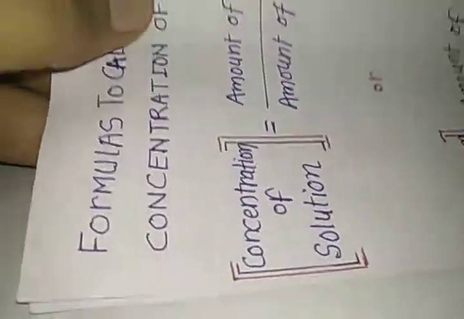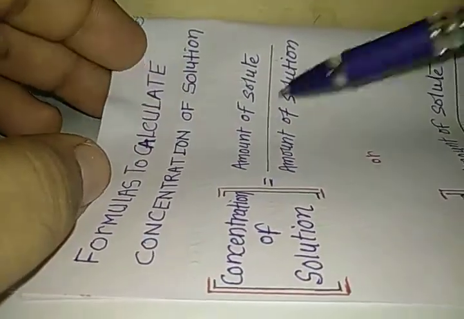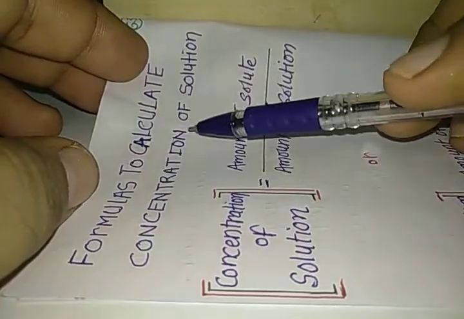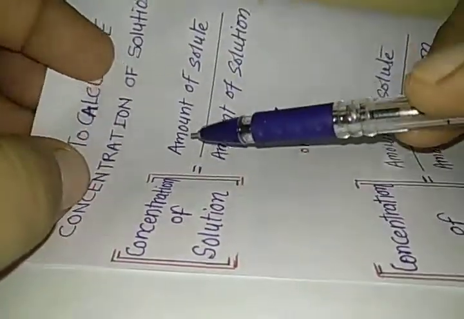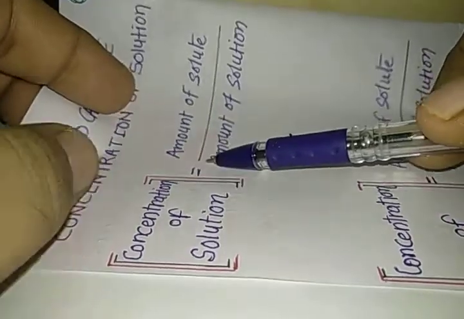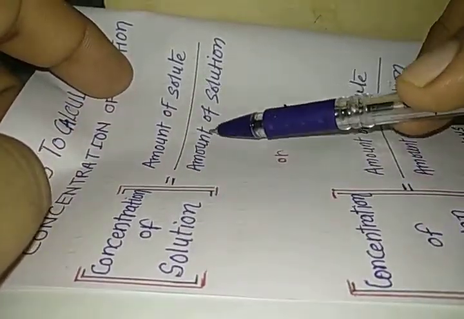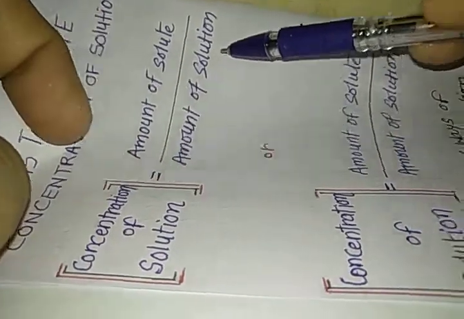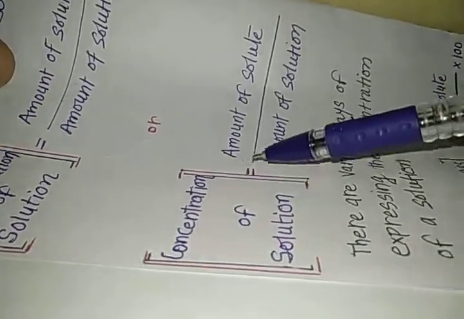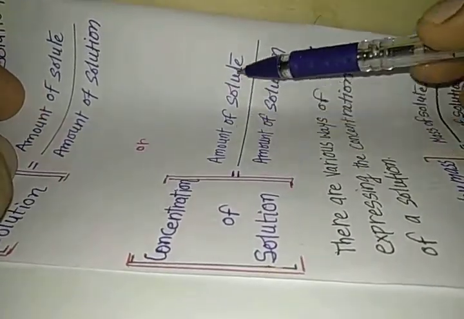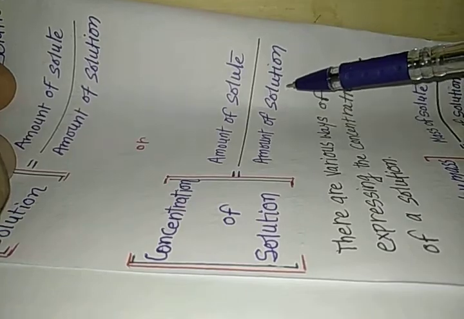My dear students, we have studied about the concentration. So we are going to study some of the formulas for calculating the concentration. Formulas to calculate the concentration of a solution. Concentration of a solution is equal to amount of solute divided by amount of solution.